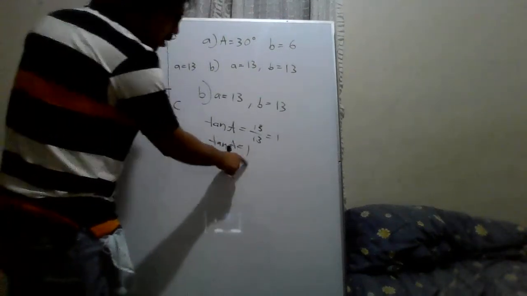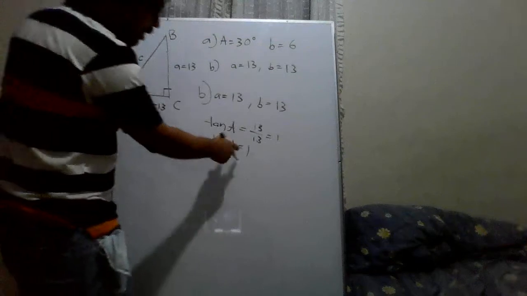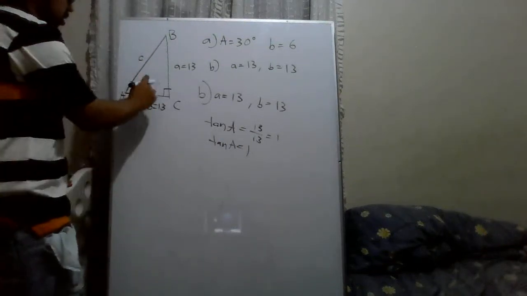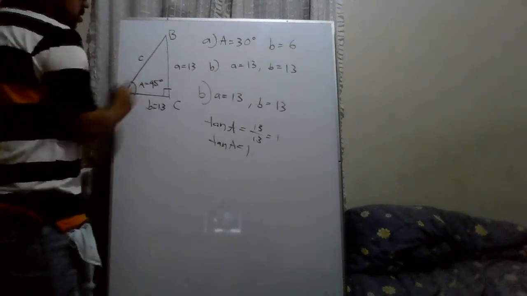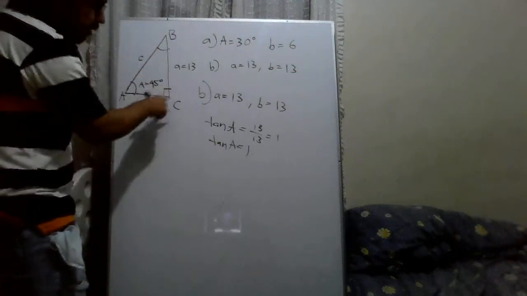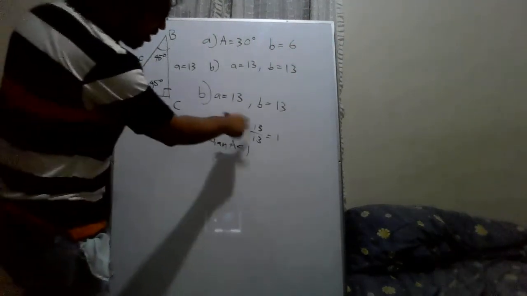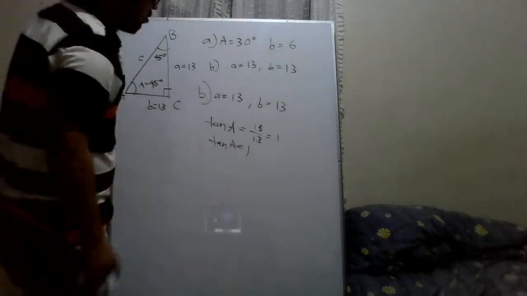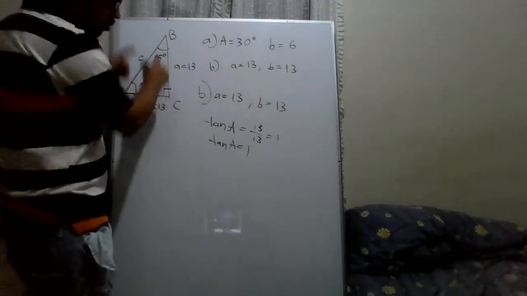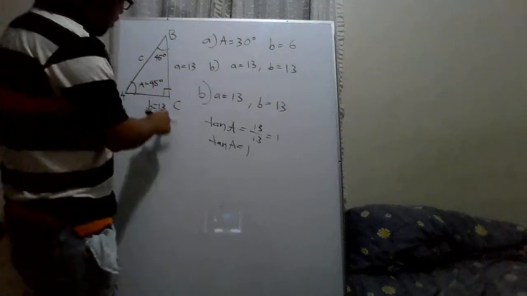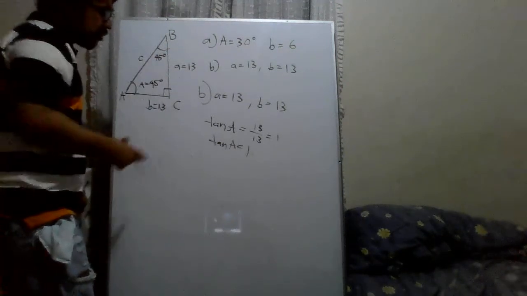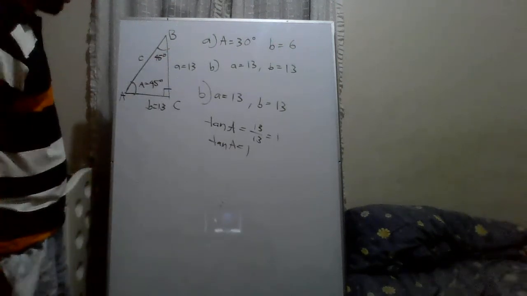Which angle gives you a 1? What is the inverse tangent of 1? You already know it's 45 degrees, okay? And since this is isosceles, this is 45 degrees. And actually, you don't even have to calculate the tangent. The very instant you know this is an isosceles triangle, you can immediately say that both angles are 45 degrees, okay?